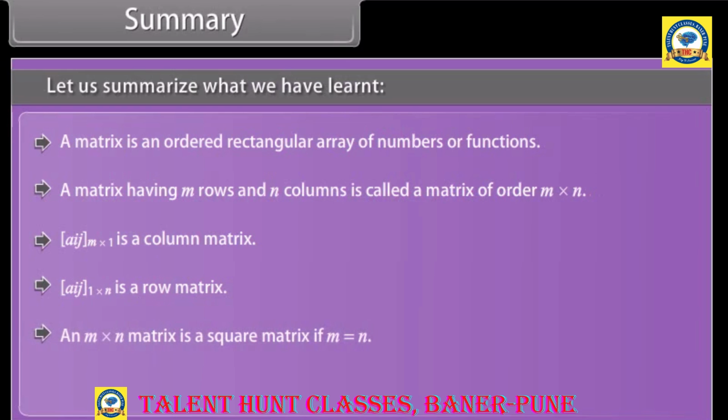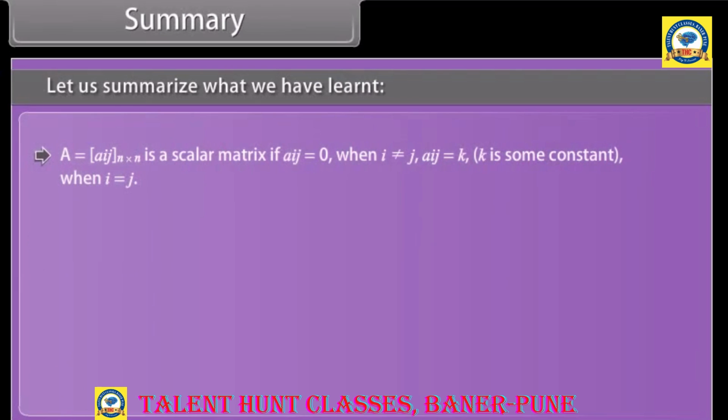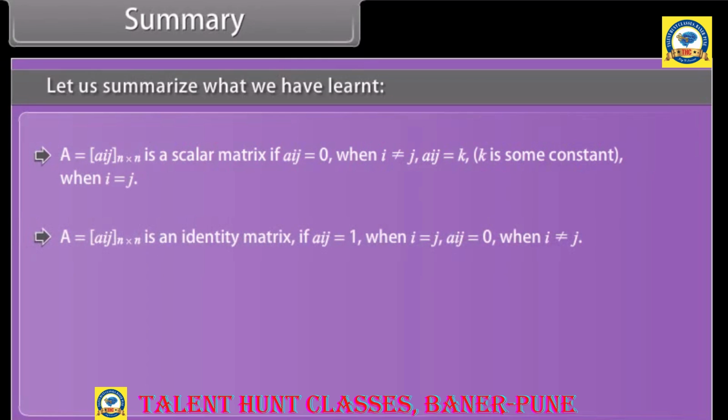An m by n matrix is a square matrix if m is equal to n. A is equal to a_ij, m by m, is a diagonal matrix if a_ij is equal to 0 when i is not equal to j. A is equal to a_ij, n by n, is a scalar matrix if a_ij is equal to 0 when i is not equal to j, and a_ij is equal to k, where k is some constant, when i is equal to j.